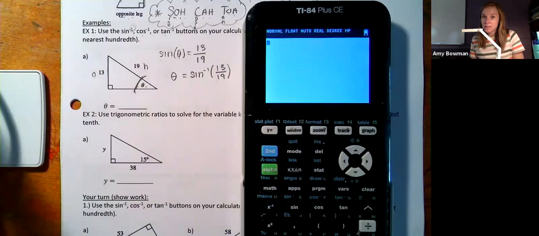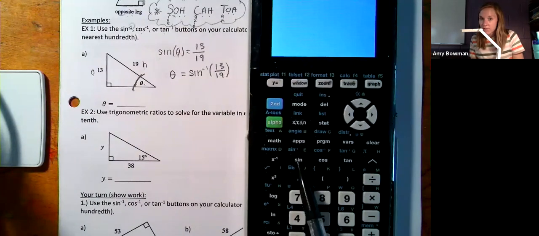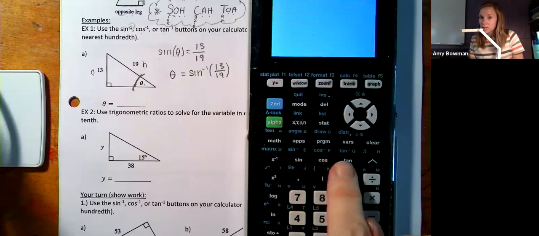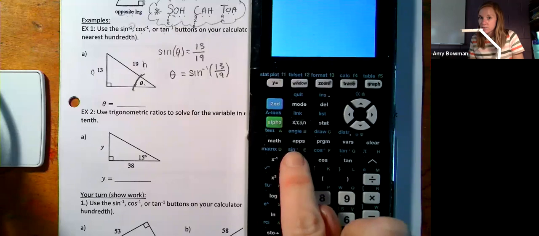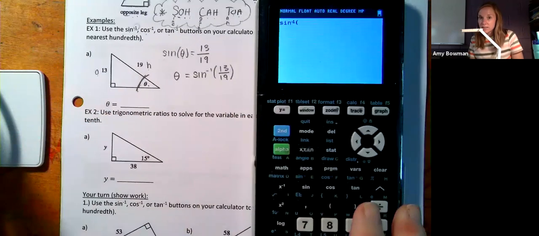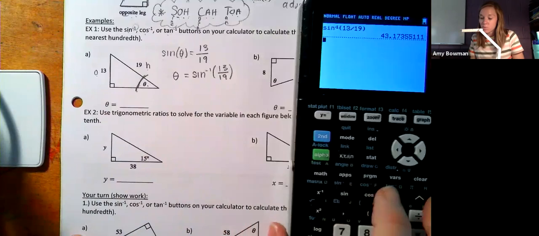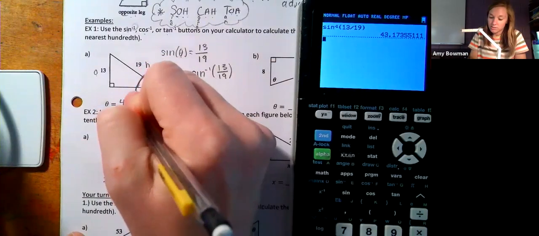Now I can find the inverse sine of 13/19. Here I have the sine, cosine, and tangent buttons, and the inverse sine is the function that I get when I hit second sine. So when I hit second sine, you see the inverse sine pop up, 13 divided by 19, and I get 43.17 degrees.